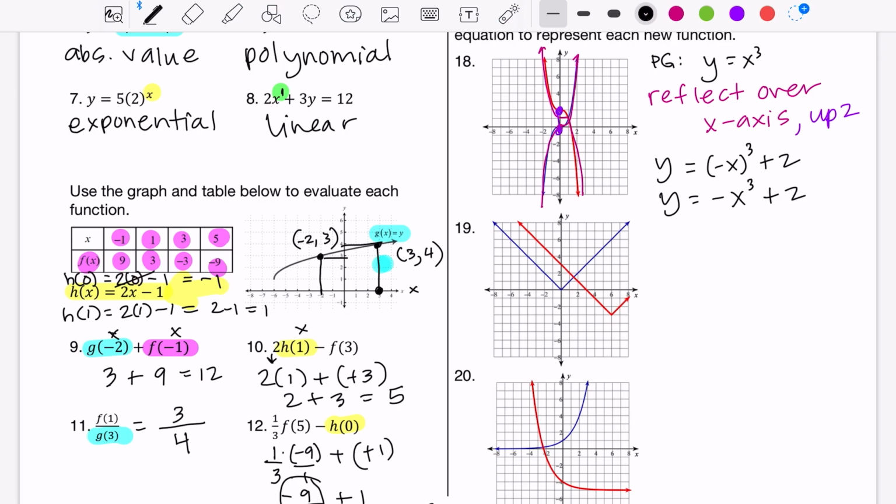They're the same thing. So in this particular situation, it could either be a reflection over the x-axis or y-axis. It's just a really unique property of cubic graphs. Okay, let's take a look at this next graph.